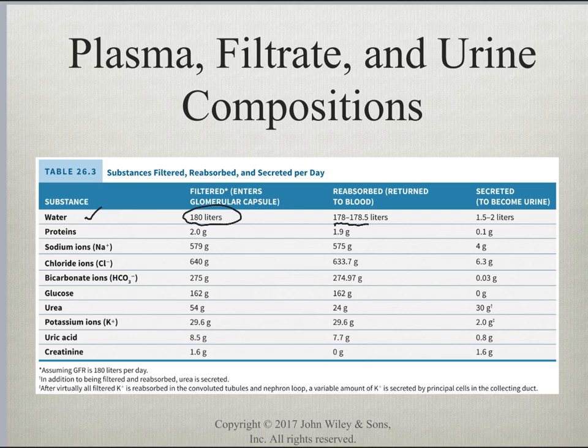We look at protein. About 2 grams of protein is going to be filtered a day. We reabsorb 1.9. We secrete 0.1. So we will look at albumin levels later on when we do urinalysis. Sodium ions, about 579 grams is going to be filtered, and about 575 is going to be reabsorbed back into the blood, and about 4 grams is going to be secreted in our urine. Chloride, 640 filtered, reabsorb 633, and then secreted about 6.3 grams.